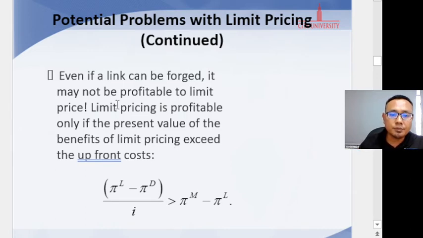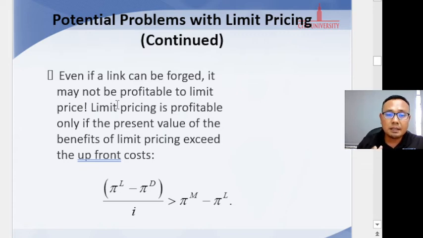Even if a link can be forged, it may not be profitable to limit price. If you can handle that link and get an advantage from it, it's maybe not profitable to implement limit pricing, because limit pricing is profitable only if the present value of the benefit of limit pricing exceeds the upfront cost. This is what we discussed earlier about the economic trade-off.